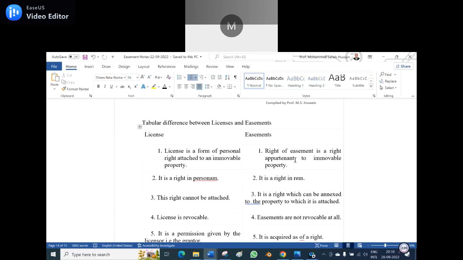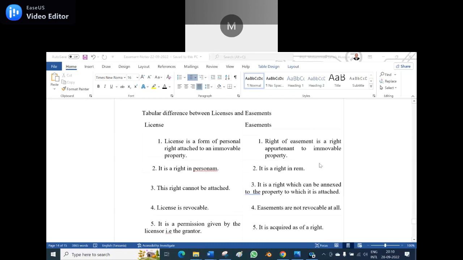Like in the last class, I showed that apartment, the easement of apartment, where the servient heritage is bound to allow the dominant heritage to use his land. Is it clear? Participants, please give the answer.